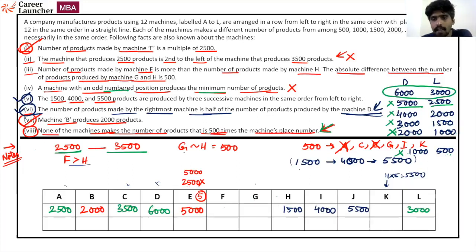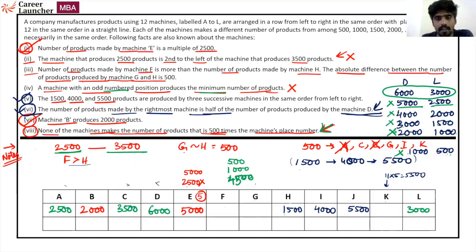We are left with F, G, and K. And we are left with 500, 1000, and 2000. We are left with these three numbers. No, 2000 is already taken, right? We are left with 500, 1000, and 4500.